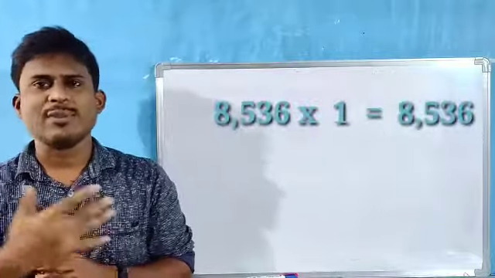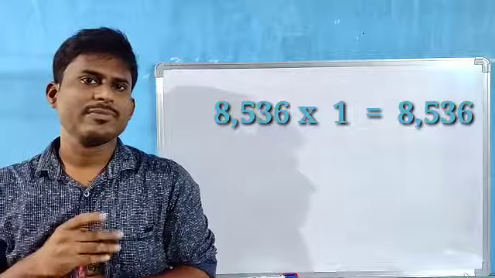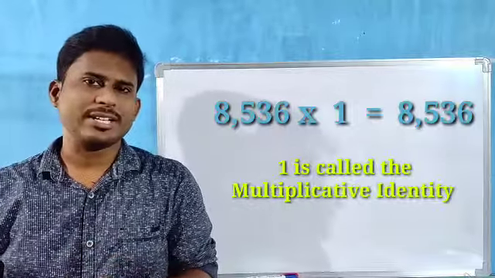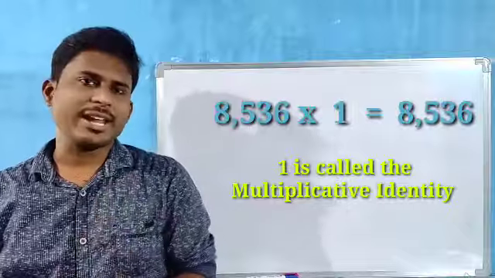You can see one more example, children, on the board. So, okay, children, here 1 is the multiplicative identity. So, now let us go for another activity, children.